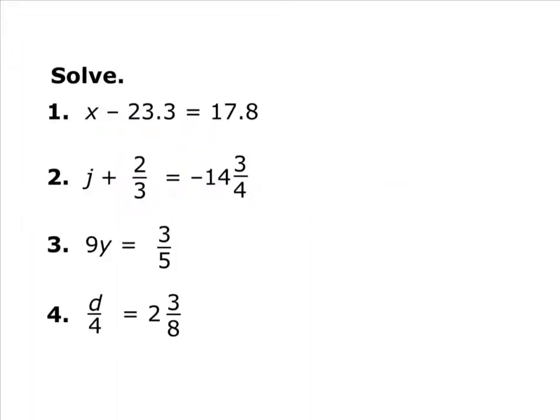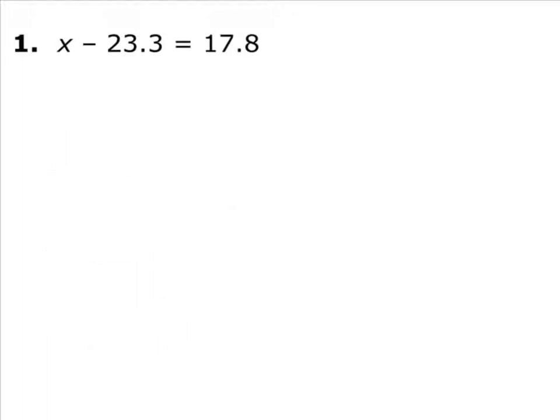Alright, these are going to be the 4 examples that we're going to work together. Some of these are tough, some of them are easy, but we'll get through it. Alright, let's take a look at example number 1. This one says x minus 23.3 equals 17.8. Well, again, we know the first thing that we have to do is draw my balance beam right there with my equal sign.